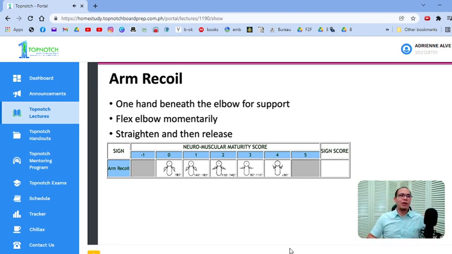And then you check for the angle. So you place one hand beneath the elbow for support, flex the elbow momentarily, straighten, and then release. And then you check for the angle of your arm recoil. Again, kapag mas mature yung baby, mas mag-flex siya, because in mature infants, ang nagpredominate is your flexor tone.